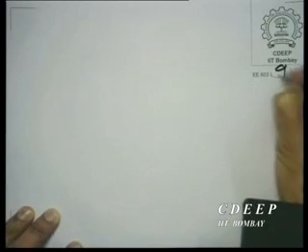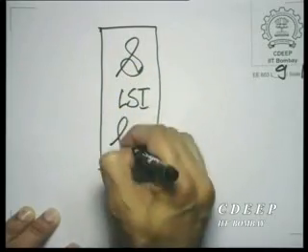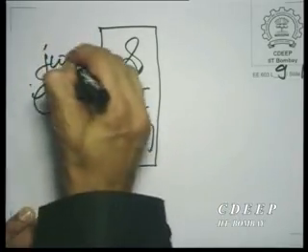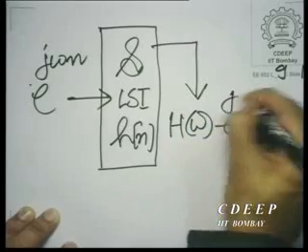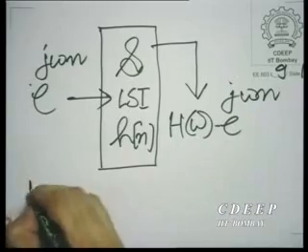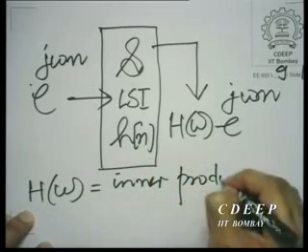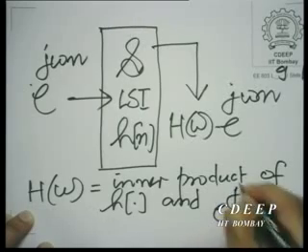Anyway, there's a very interesting interpretation that we have just given of this whole concept of frequency response. What we have said is that if you have this LSI system S with an input e raised to the power j omega n, so you have given a complex exponential as the input, you get H(omega) e raised to the power j omega n coming out, and H(omega) is essentially the dot product or the inner product of h[n] and e raised to the power j omega n.